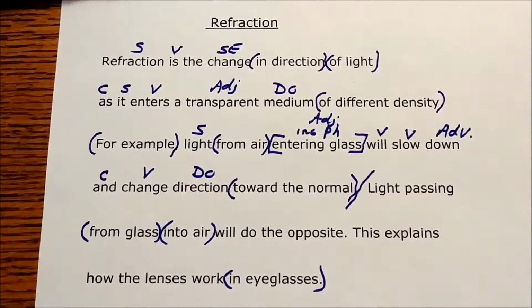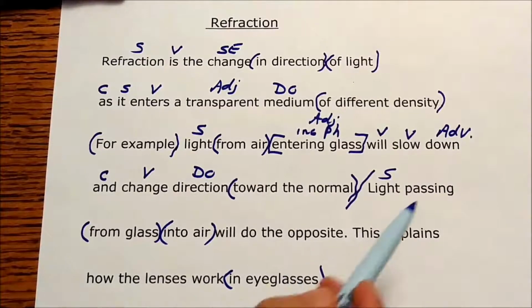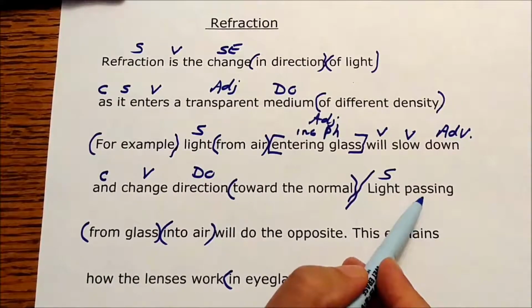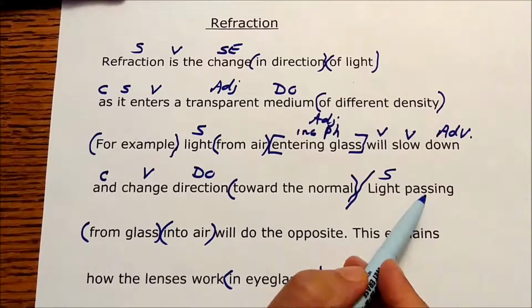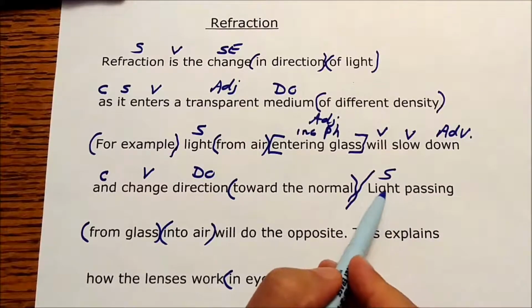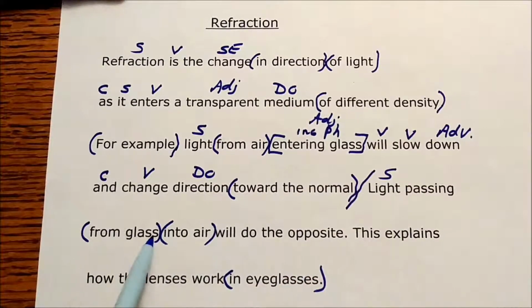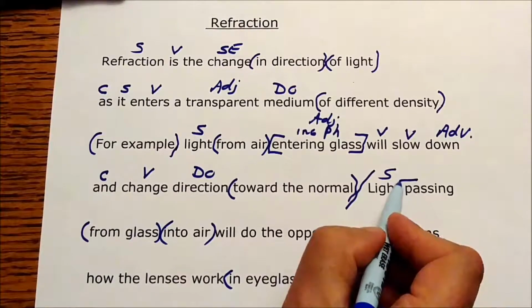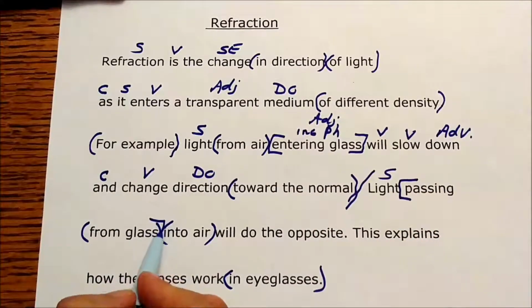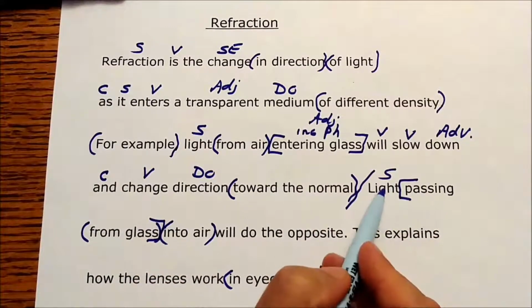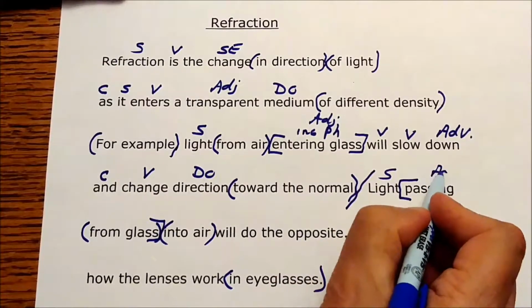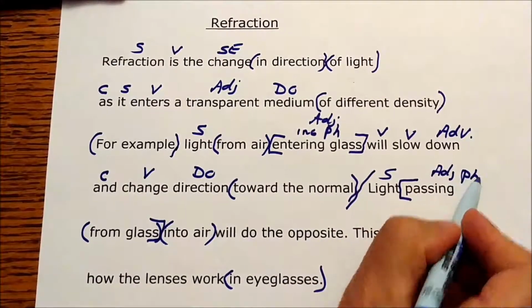Now the next thing we look for is the subject. What is doing the action here? It's light, okay? And light, is it passing? Is that the verb? No, you've got to watch out here now. This is not the verb for light. This is the verb that begins a phrase. Passing from glass is a phrase. So we're going to mark that in brackets, okay? And because it's a phrase that describes light, we're going to call it an adjective phrase, okay?